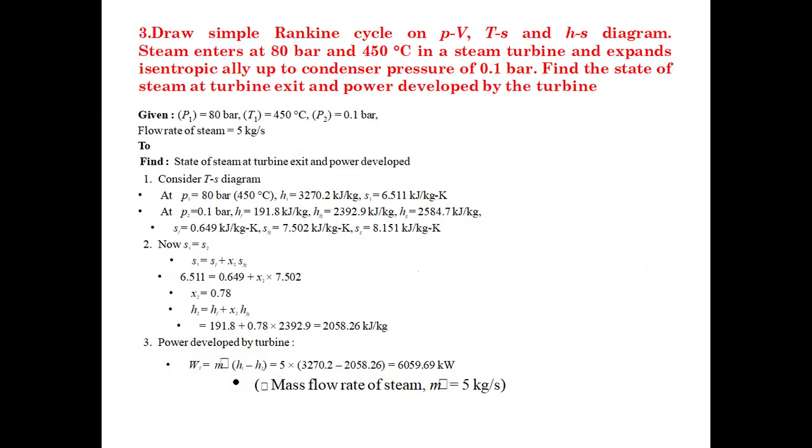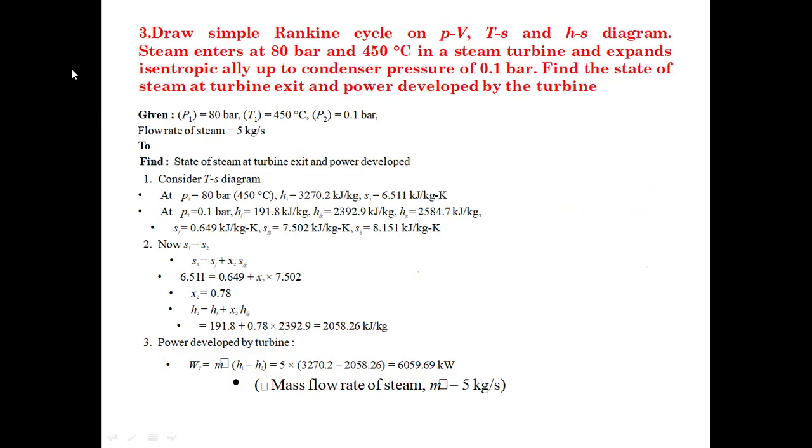At P1 equal to 80 bar, H1 is equal to 3270.2 kilojoule per kg, and S1 is equal to 6.511 kilojoule per kg Kelvin. At P2 equal to 0.1 bar, HF is 191.8 kilojoule per kg, HFG is 2392.9 kilojoule per kg, and Hg is equal to 2584.7 kilojoule per kg. SF is 0.649 kilojoule per kg Kelvin, SFG is 7.502 kilojoule per kg Kelvin, and SG is equal to 8.151 kilojoule per kg Kelvin.